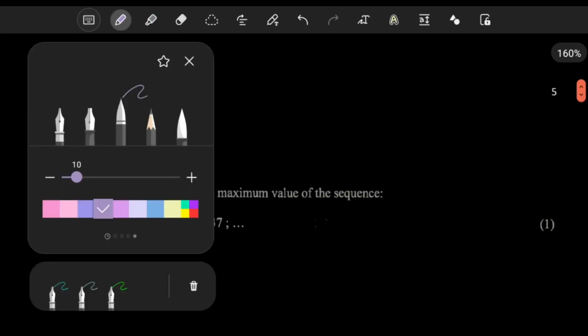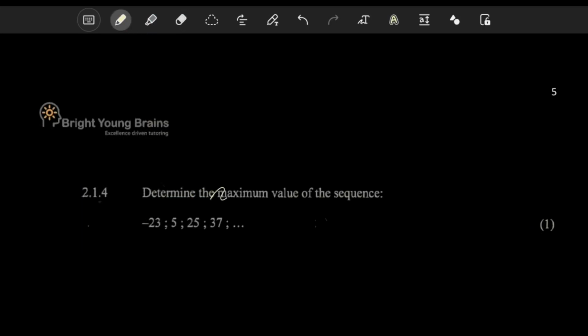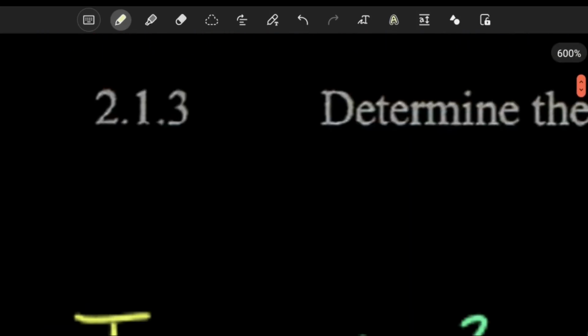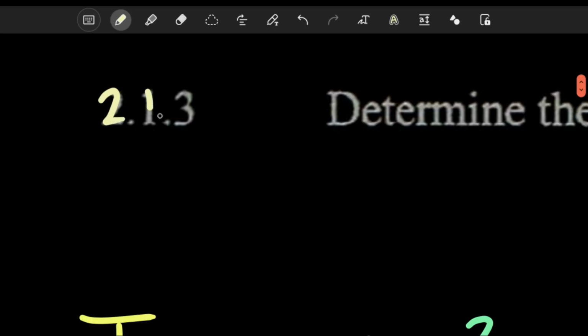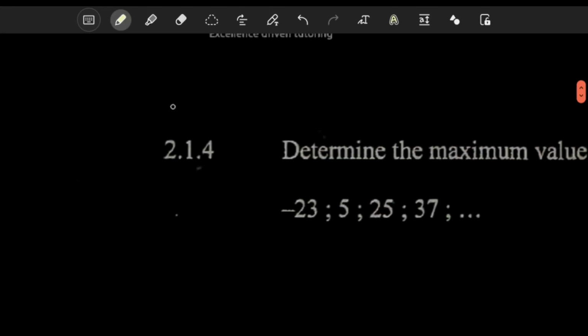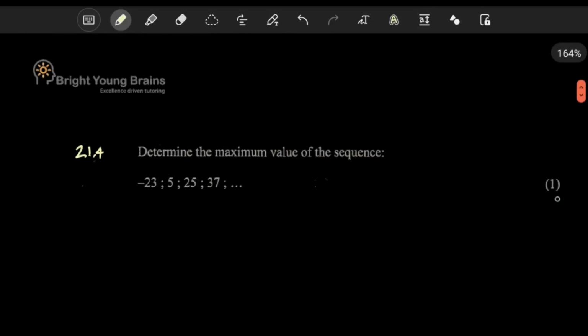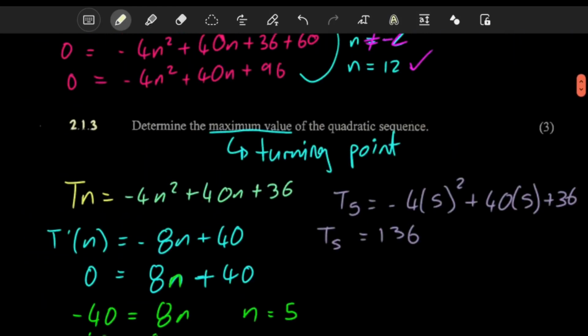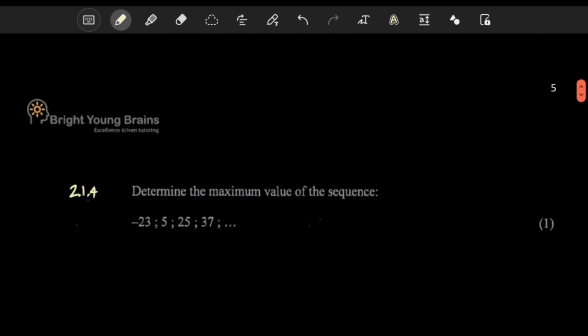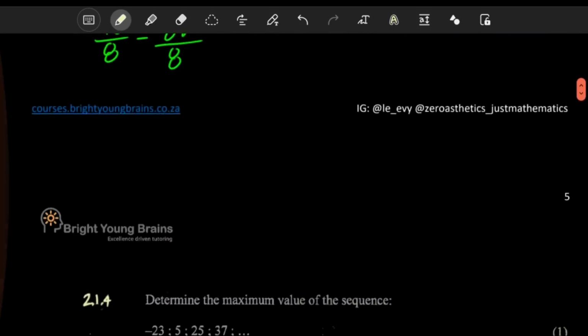Maybe, probably. But anyways, here for 1 mark, they say determine the... Again? Oh, it's a different question. It's like 2.1.3 here, and then here it's 2.1.4. So these two questions are both asking for the maximum value, but one is for 1 mark, the other one is for 3 marks. So obviously for 3 marks this is what you do, but clearly for 1 mark you're not going to do all this. For 1 mark, just understand the question.